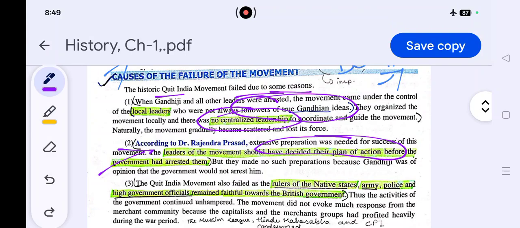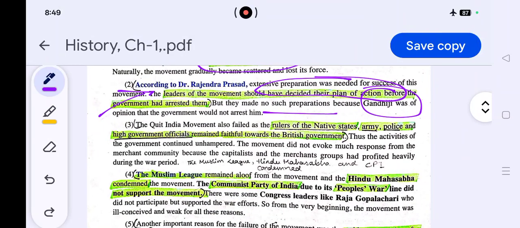But what happened is they made no such preparations because Gandhiji was of the opinion that the government would not arrest him. Now, why was this? I have no idea. But he thought that no, the government won't arrest me, so I can continue it impromptu. The Quit India movement also failed as the rulers of the native states, army, police, and high government officials remained faithful towards the British government.